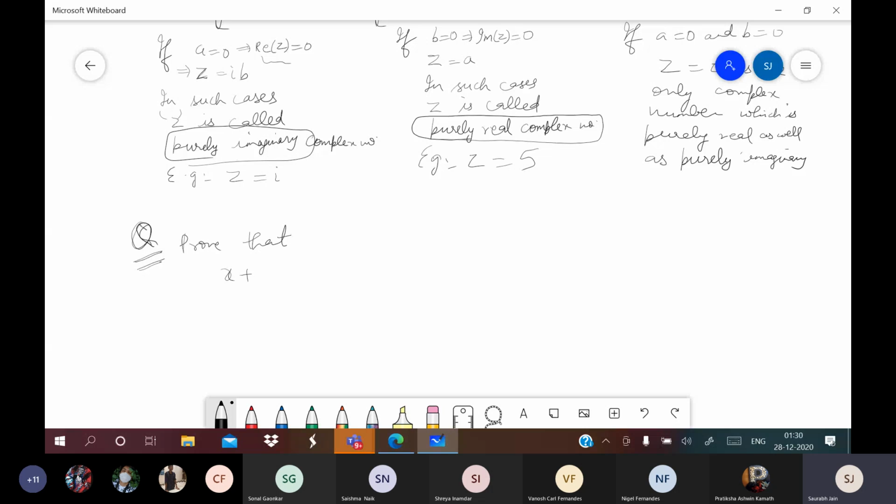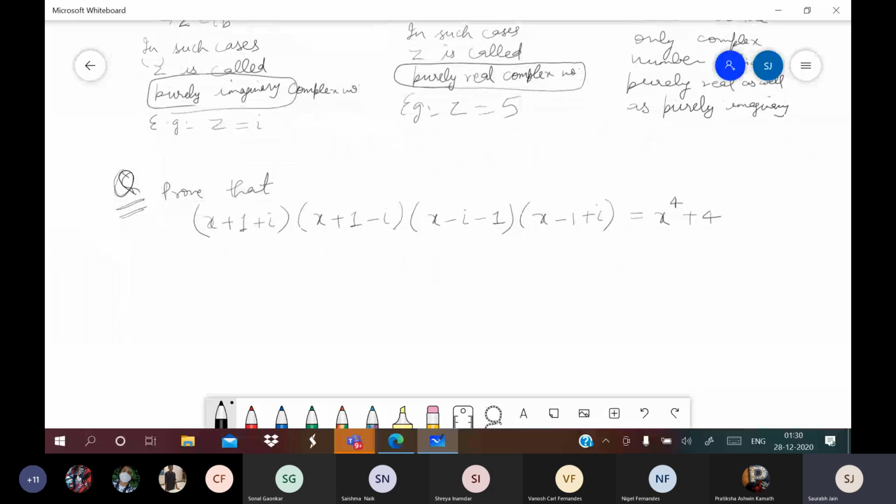This is the last question. Prove that (x + 1 + iota)(x + 1 - iota)(x - iota - 1)(x - 1 + iota) is x to the power 4 plus 4. So one thing is clear, that we have to multiply, but it depends on the method you want to apply here to do the multiplication. What do you think, how to multiply these terms? Just one by one like that, or try to do something else here?